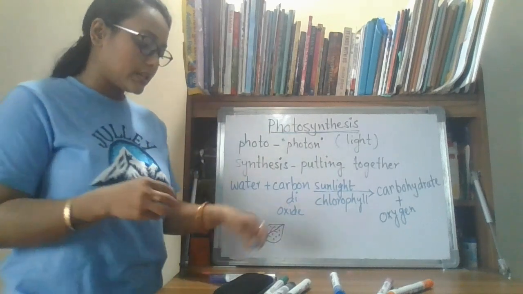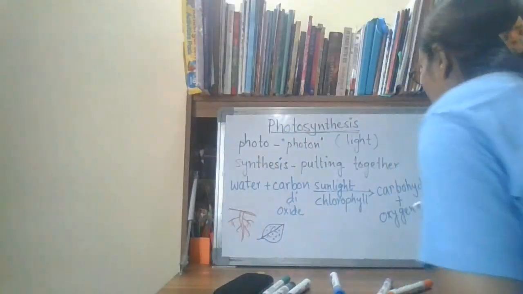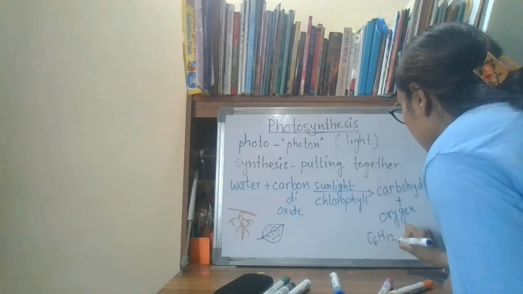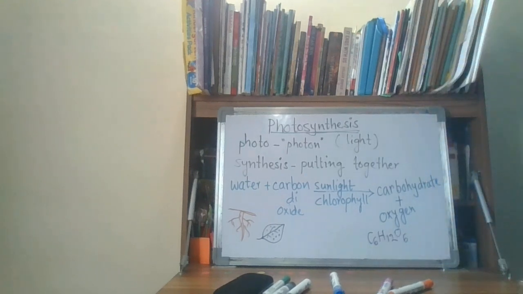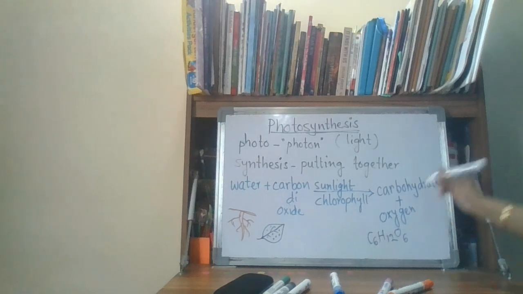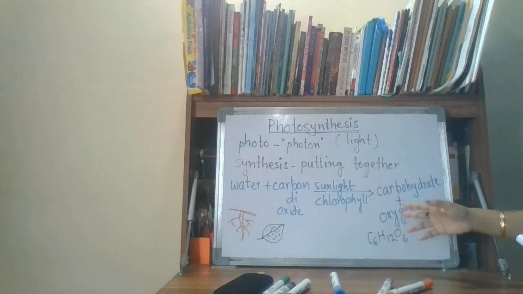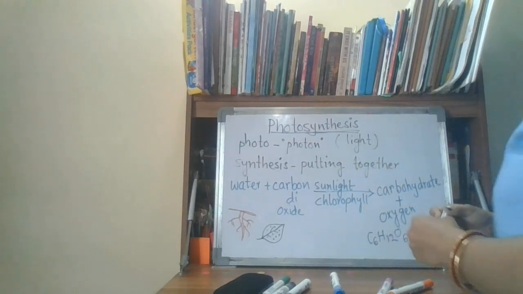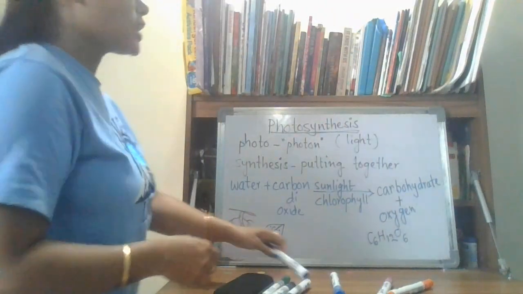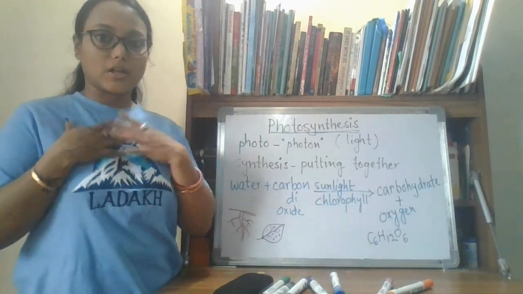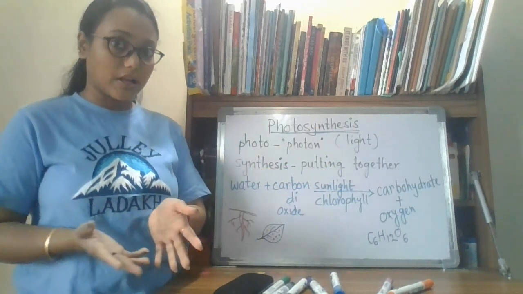If we go into detail, carbohydrate is C6H12O6: C for carbon, H for hydrogen, O for oxygen, and the oxygen. So if plants are having photosynthesis, in this process we are getting food as well as oxygen. That's why children, we need to protect our plants. We need to plant more plants and trees. We need to save them so that we can get oxygen for our healthy living. Without oxygen we cannot survive, right?